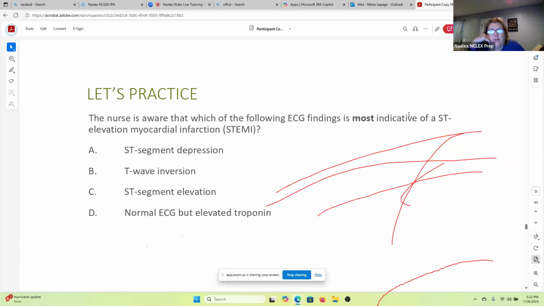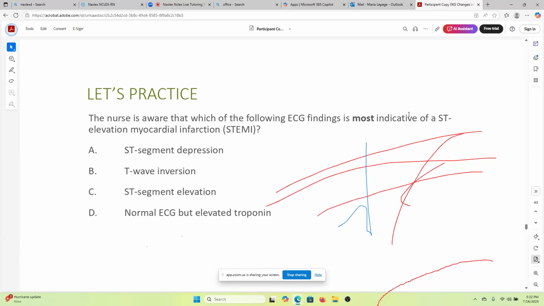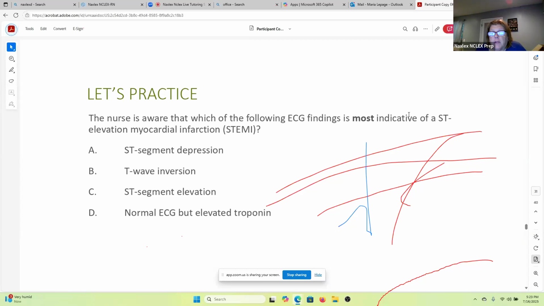The nurse is aware that which of the following EKG findings is most indicative of an ST elevation MI? C. ST segment elevation. Yep. That's your acute MI that's occurring right now. If they're having a normal EKG but an elevated troponin, could they still be having some type of heart issues? That would be considered a non-STEMI. Yep. The elevated troponin.